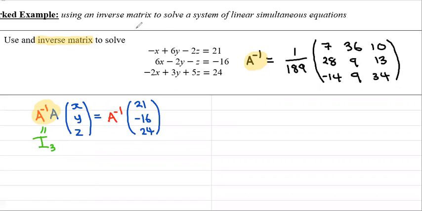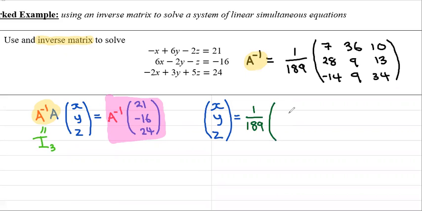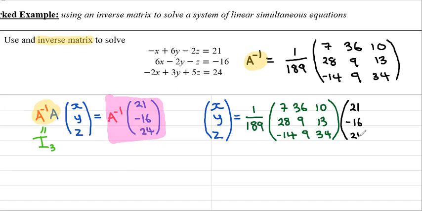So what I need to do now is compute the product of A to the minus 1 multiplied by this column vector here. And what we'll get in each of those rows is going to be a value for x, y, and z. So let's state it: x, y, and z as a column vector or a 3 by 1 matrix is going to be the inverse matrix, which is 1 over 189. I'm just going to write it out. So 7, 36, and 10, 28, 9, and 13. Not nice numbers, I'll admit. It's not going to get much better. Minus 49 and 34. And we're multiplying that by our column vector, which is 21, negative 16, and 24.